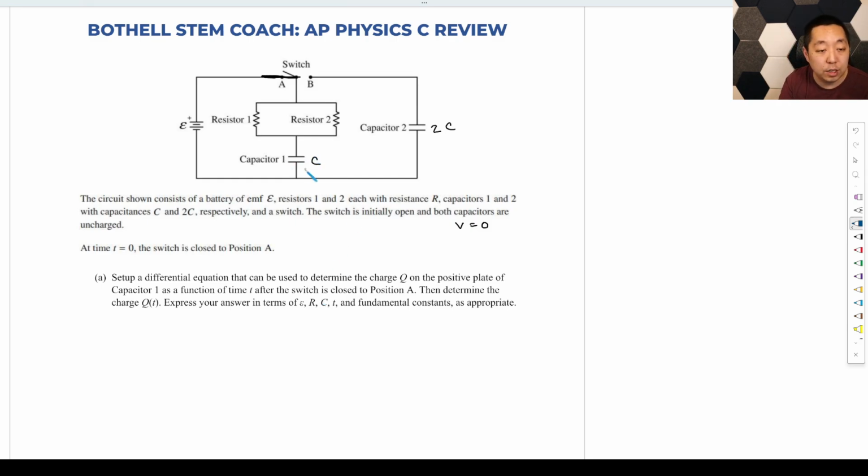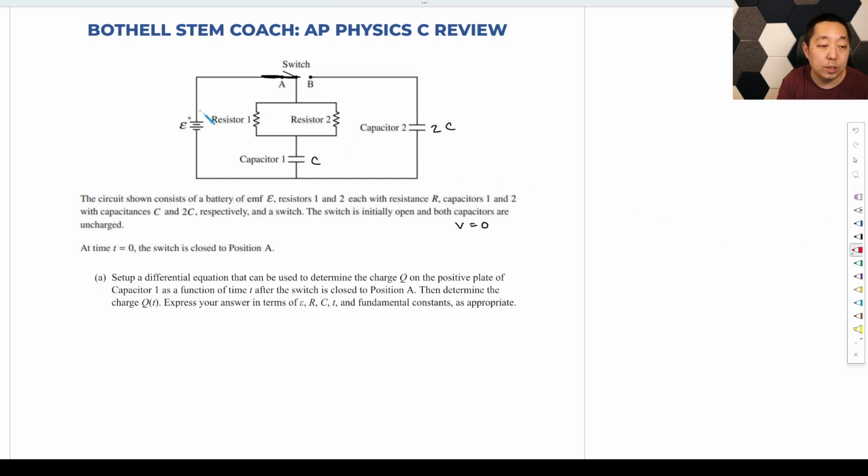We do know initially the voltage is 0, so that's good to know. But what we want to do now is consider any arbitrary time. So we're not talking about right when you close the switch or right when you've waited a long time. We're talking about, at any given moment in time, what is the charge.